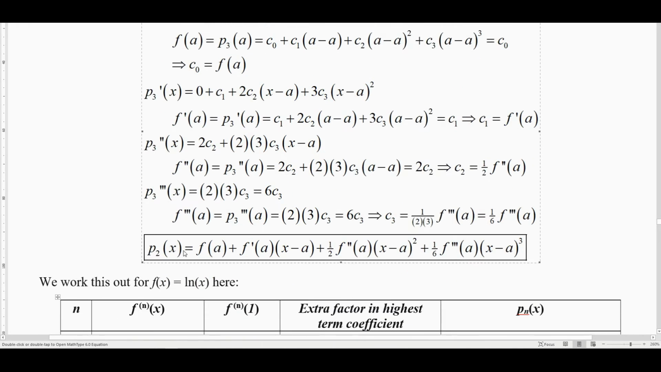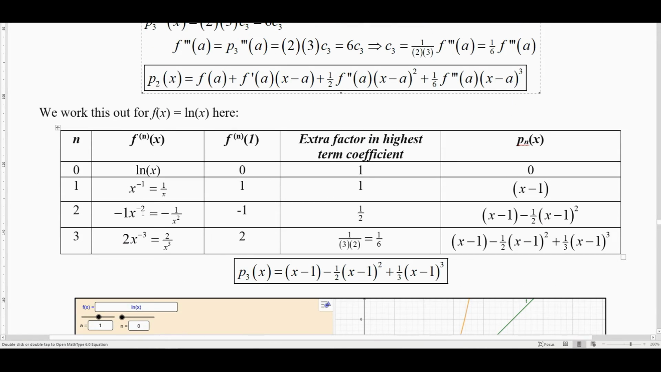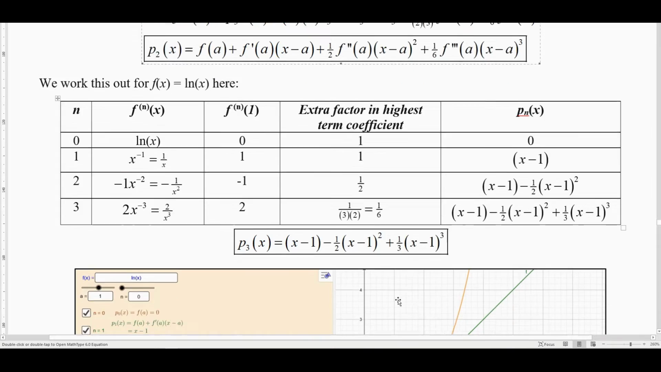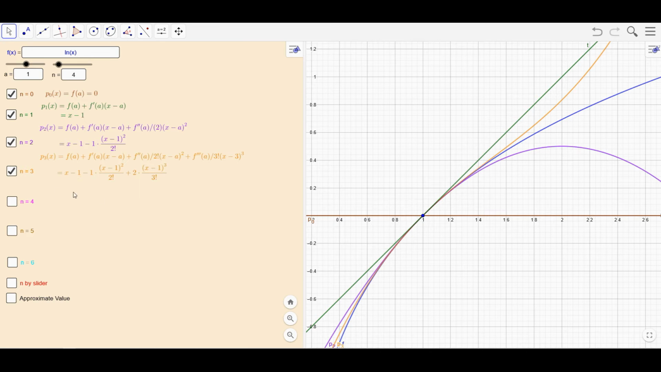Okay, so anyway, this is f of a plus f prime of a times x minus a plus 1/2 f double prime of a times x minus a squared plus 1/6 f triple prime of a times x minus a cubed. So continuing our table one more down, we get this. And if you notice, we're just adding another term to what we did before. Here is the cubic version. Let's go back over to our app again. And here is the cubic polynomial.